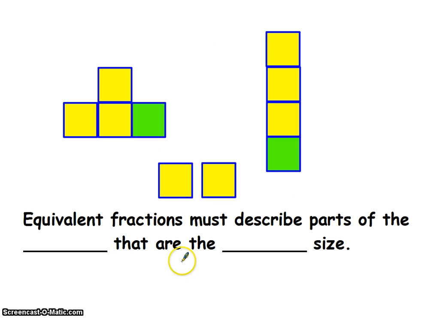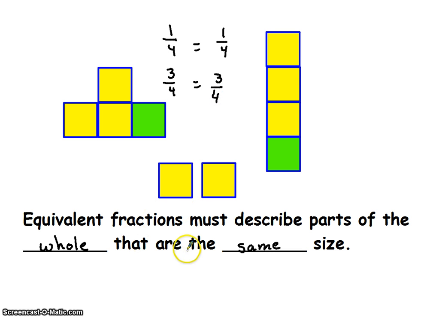Now let's take a look at these. Equivalent fractions must describe parts of the whole that are the same size. So these here are showing us equivalent fractions. We can see that 1/4 of it is green. Over here, 1/4 of it is green. So those are equivalent. 3/4 are yellow. And over here, 3/4 are yellow as well.